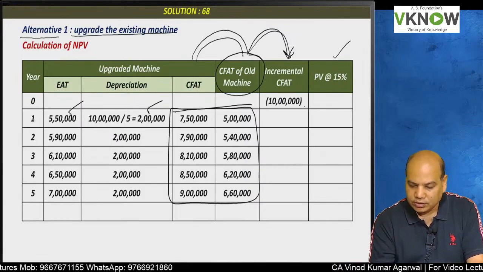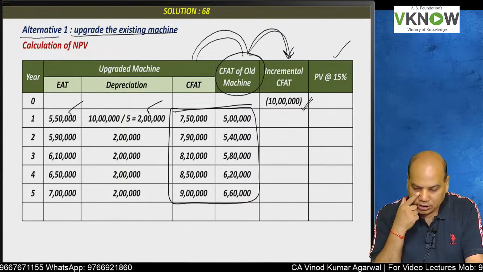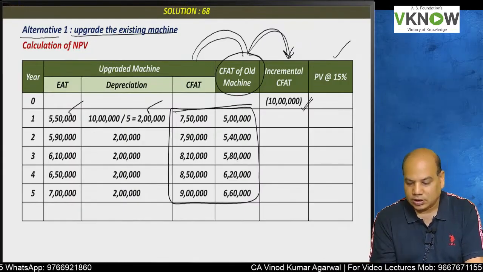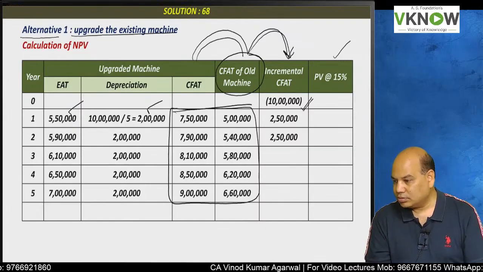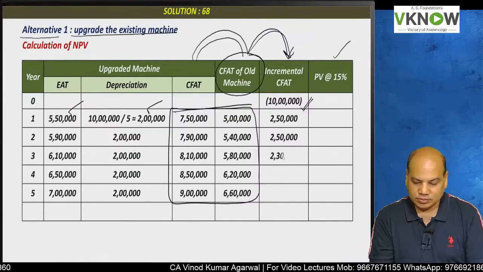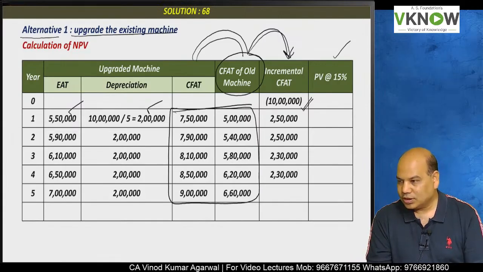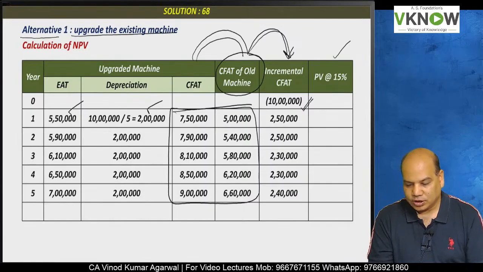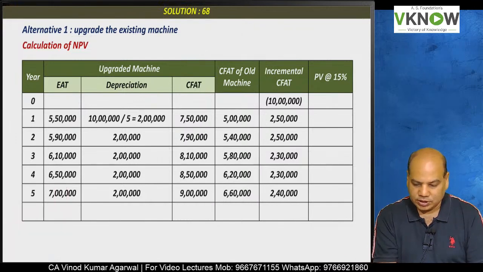In year 0, write down 10 lakh as investment. Okay. First year incremental CFAT: 2,50,000. Second year: 2,50,000. Very good. Third year: 2,30,000. Very good. Fourth year: 2,30,000. Come on, next, last: 2,40,000. Now it becomes like a simple question of capital budgeting.